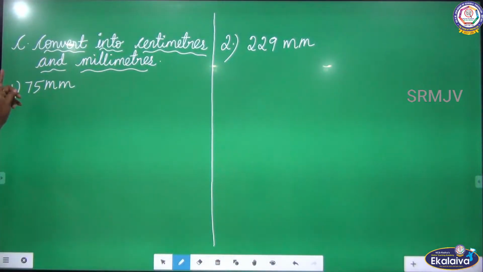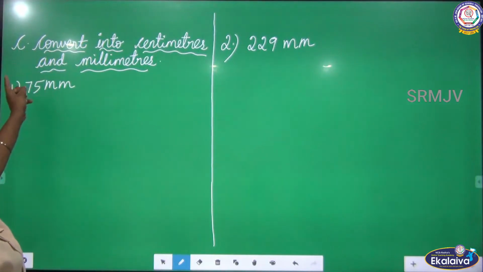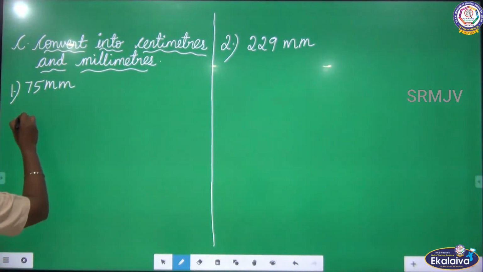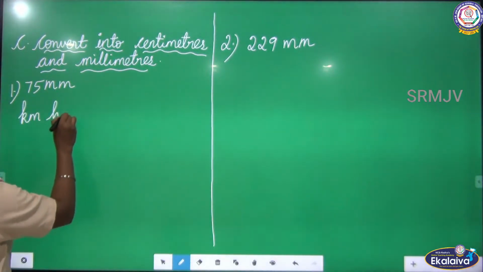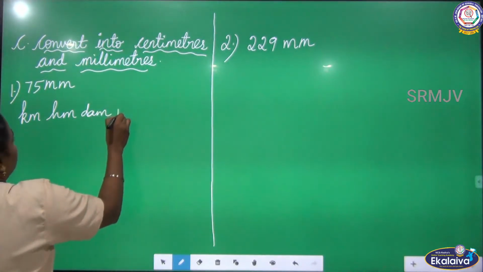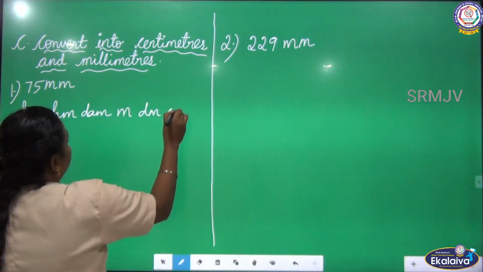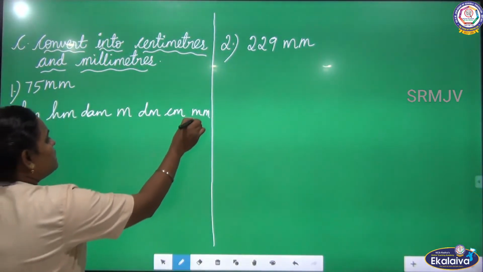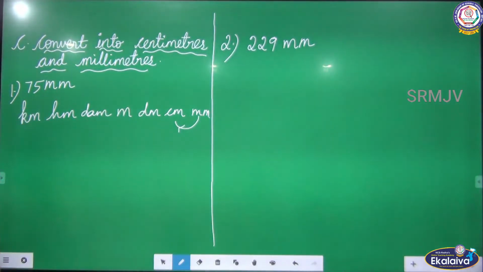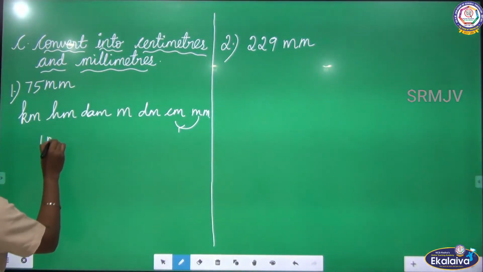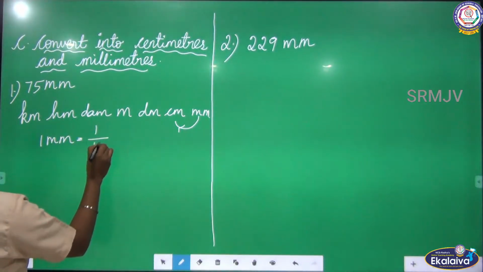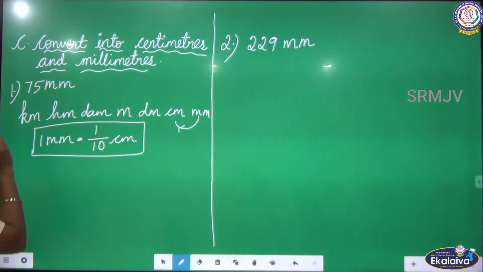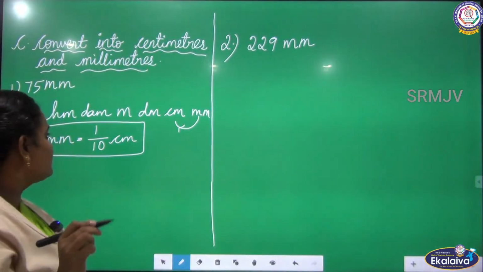Next one, convert into centimeters and millimeters. So it is in millimeter. We are going to convert this into centimeter and then millimeter. Kilometer, hectometer, decameter, meter, decimeter, centimeter and then millimeter. So listen, children, we are going to convert millimeter into centimeter. So 1 millimeter equal to how many centimeter? 1 millimeter equal to 1 by 10 centimeter.